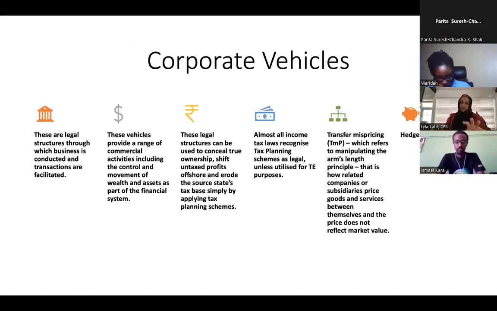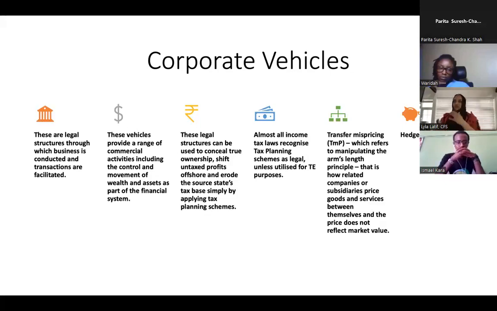Now, these vehicles provide a range of commercial activities, including the control and movement of wealth and assets as part of the financial system. These structures, the companies, foundations, partnerships, etc., they're legal structures and they can be used to conceal true ownership, right? Shift untaxed profits offshore and also erode the source state tax base simply by applying tax planning schemes. I earlier said all income tax laws recognize tax planning schemes as legal as opposed to those utilized for tax evasion purposes.